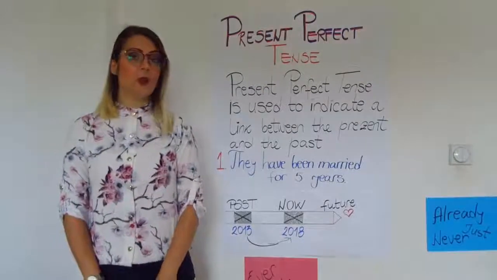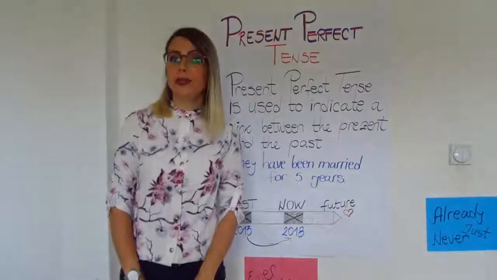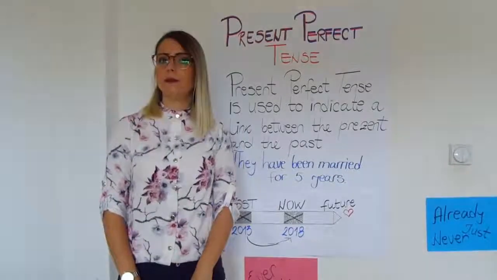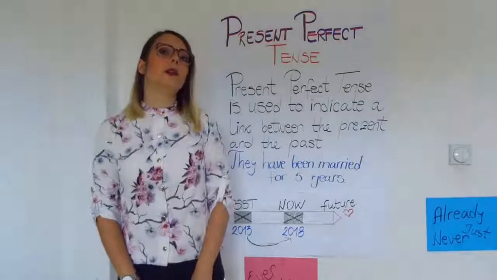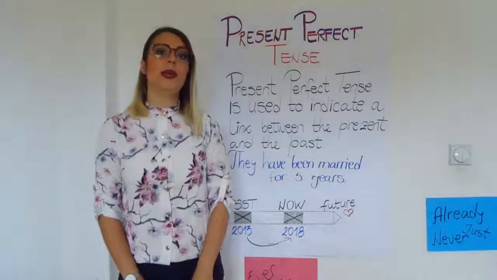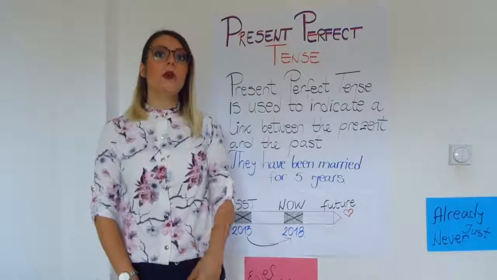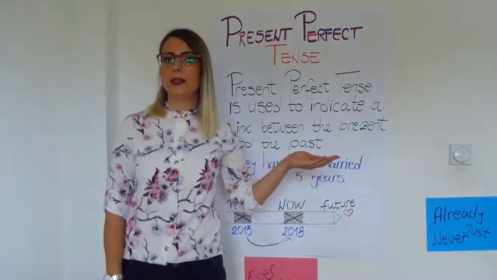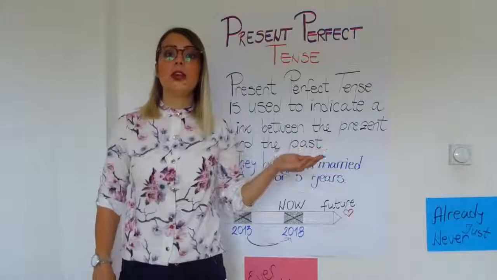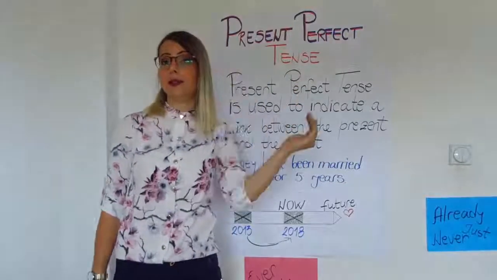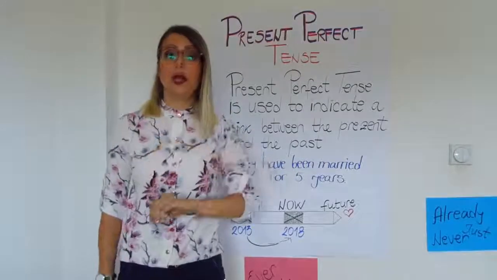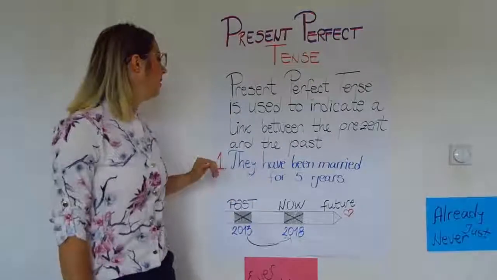You might have been wondering why we call it present perfect when something obviously happened in the past. Well, even though an action happened in the past, we can still feel consequences in the present. Think of it like a bridge that can connect the present and the past. Let me show you the example.